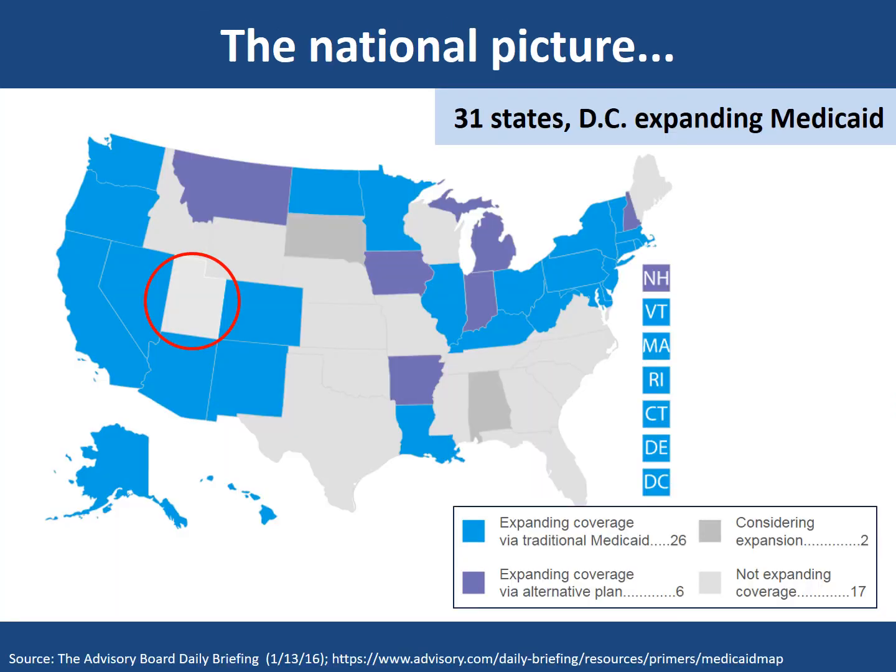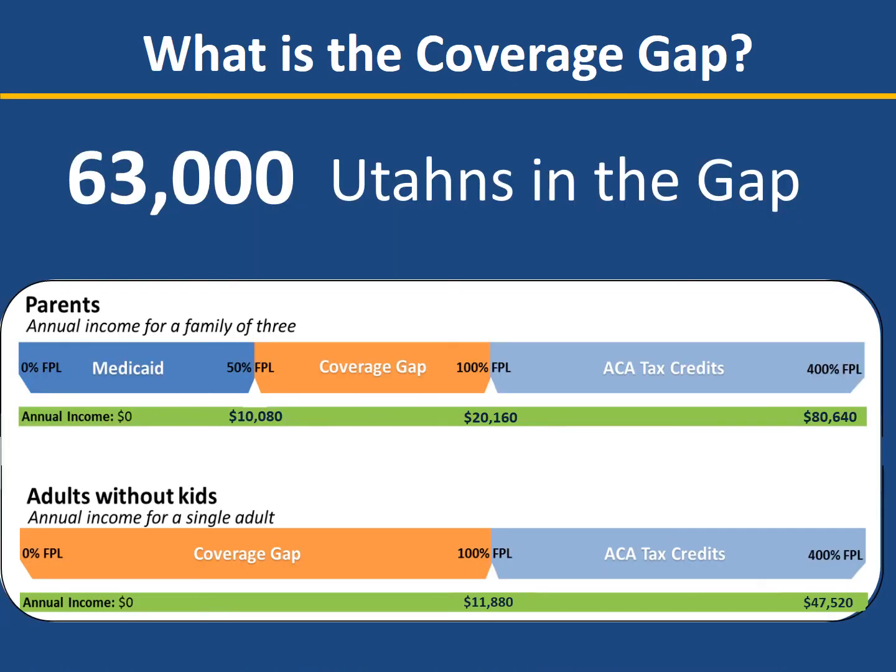You can see on this map, all of our neighboring states, or virtually all of our neighboring states, have gone ahead and expanded Medicaid. Utah is one of about 29 states that has decided not to expand Medicaid. And that's a lot of people. 63,000, once again, equates to a lot more across the nation.